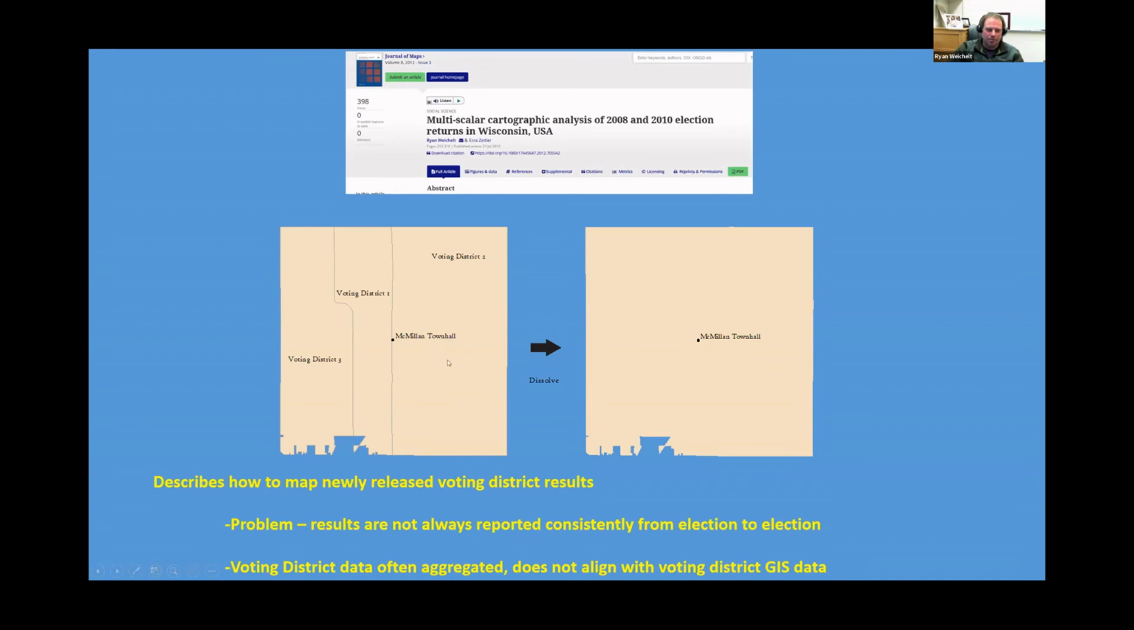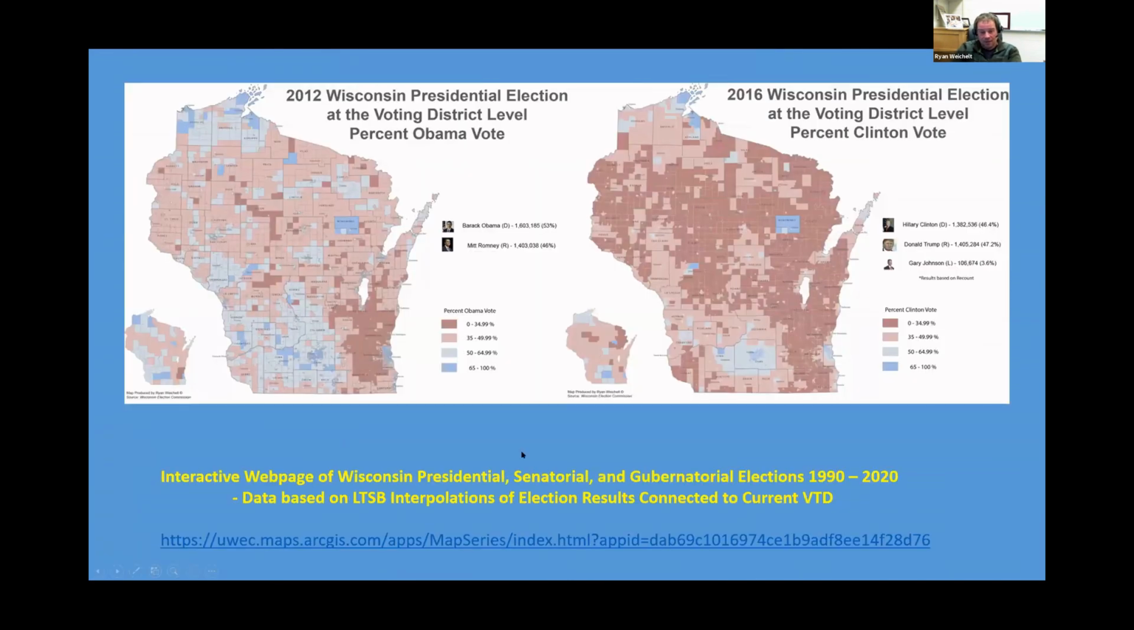I'm from this place in Marathon County, right outside Marshfield. I grew up here, where there were 3 voting districts. The data is reported as all the township, so you've got to dissolve the districts. And this article talks about how we can do that. So we can look at these maps that I showed you earlier from 2010.